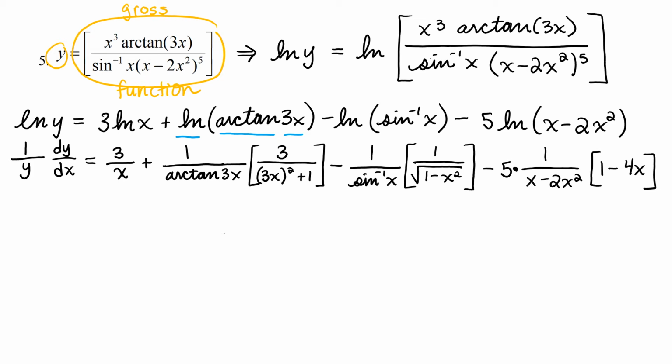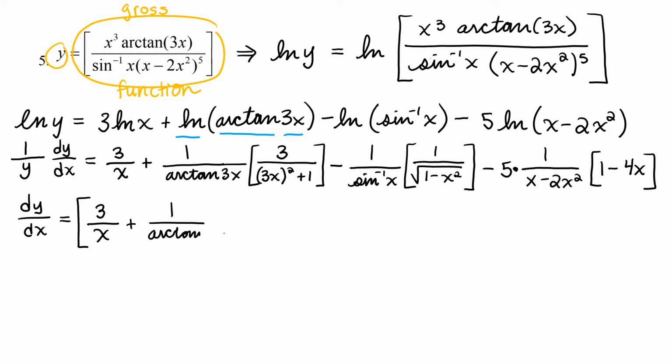But we don't want 1 over y dy dx. What we want is just dy dx. So we'll have to multiply both sides by y. So dy dx will be equal to this whole thing, which I'll simplify a bit. There's not too much simplifying that can happen, but a little bit of stacking. So that's 3 over x plus, well, this doesn't get too much nicer.